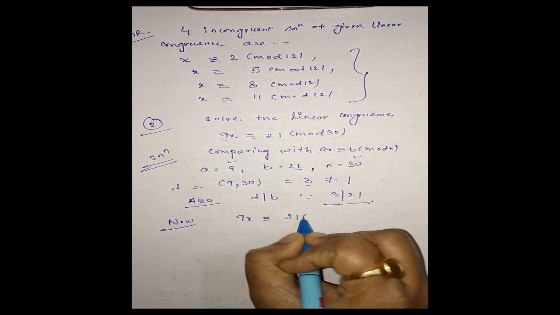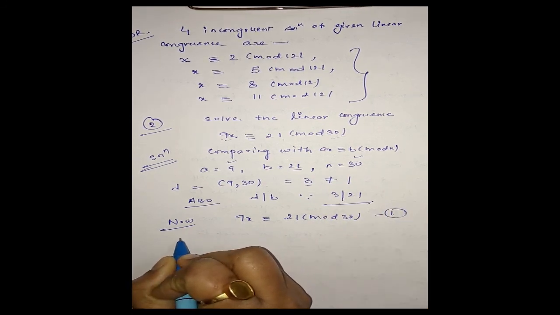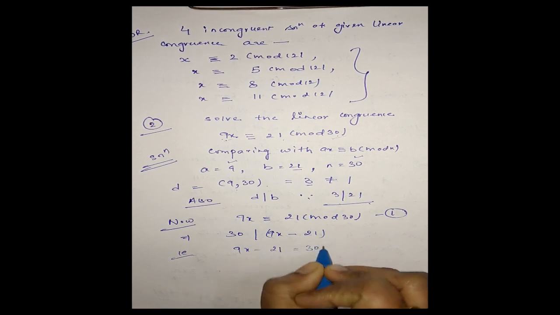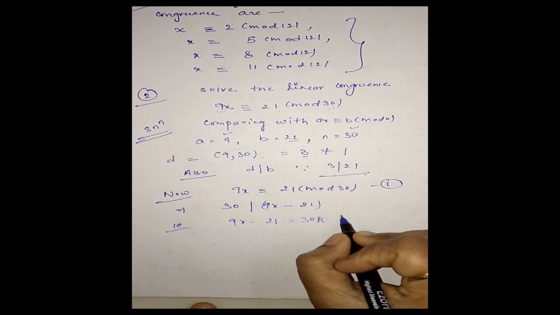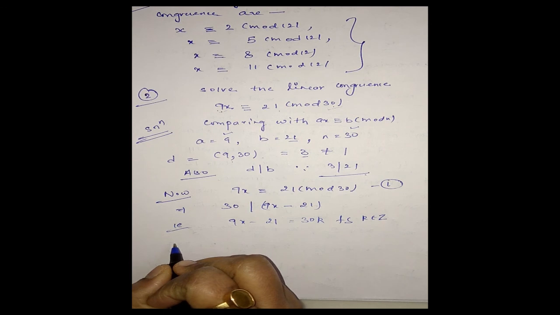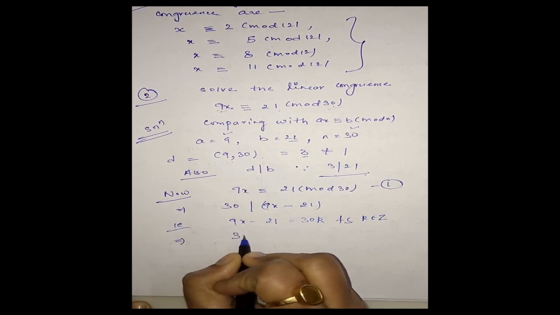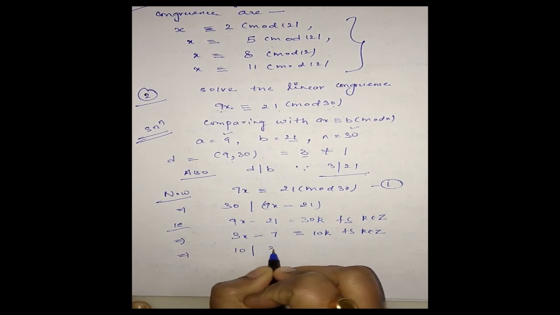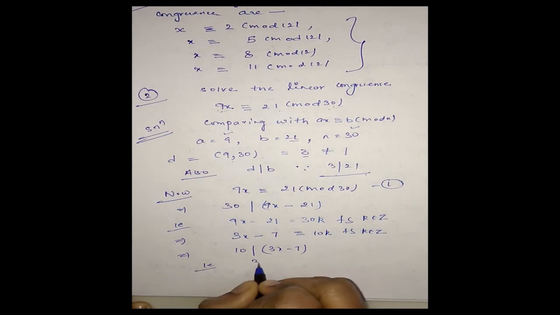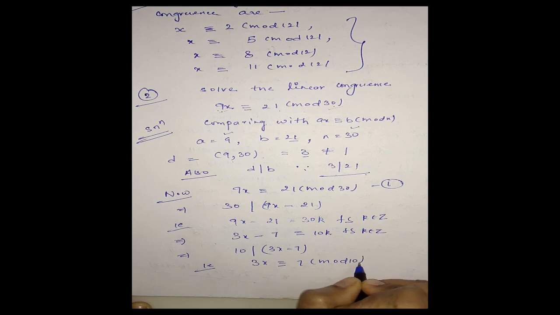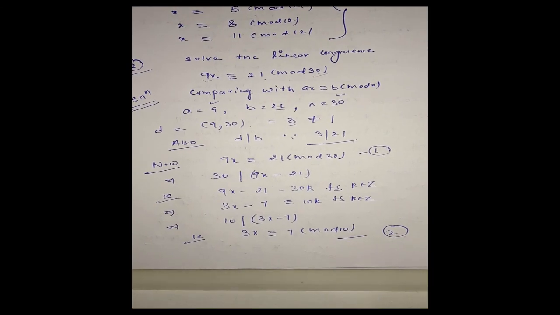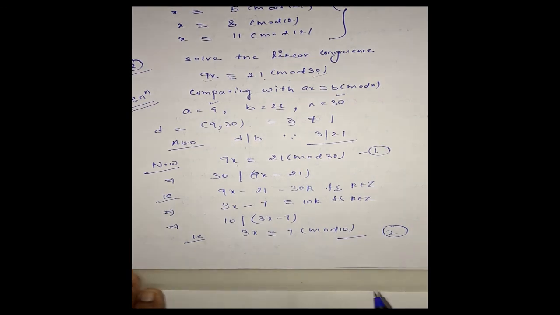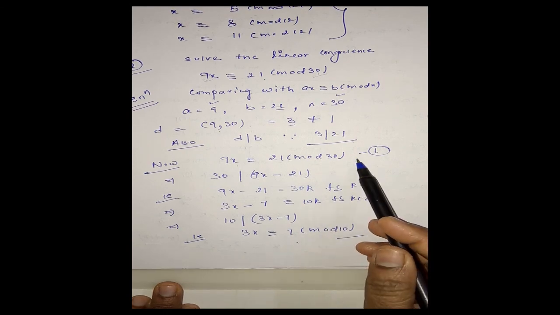Now, we consider 9x is congruent to 21 modulo 30. Mark this as 1. This implies 30 divides 9x minus 21, that is, 9x minus 21 is equal to 30k for some k belonging to Z. On dividing by 3 both sides, this is 3x minus 7 equals 10k for some k belonging to Z. This gives 10 divides 3x minus 7, and this implies 3x is congruent to 7 modulo 10. Mark this as equation number 2. Here 9x congruent to 21 modulo 30 is 1, and 3x congruent to 7 modulo 10 is 2. Therefore, an integer is a solution of 2 if and only if it is a solution of 1.